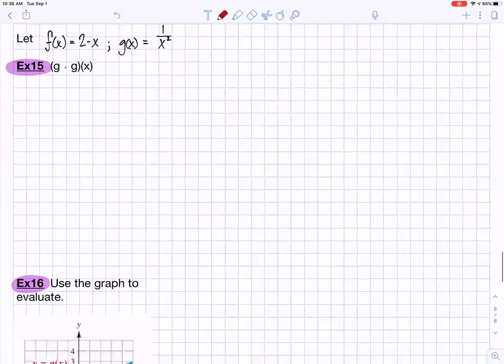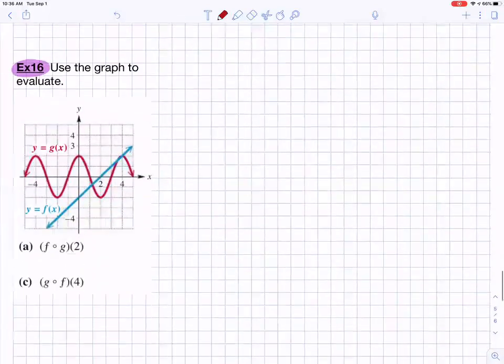I'm going to skip number 15. If I have time, I'll come back to it. I want to get to the graph.